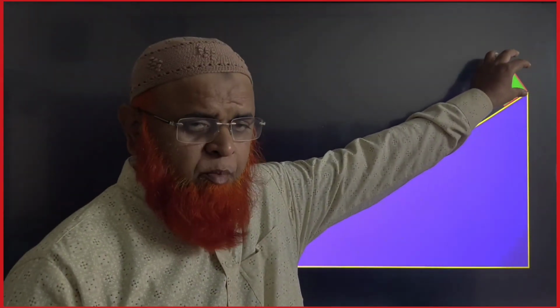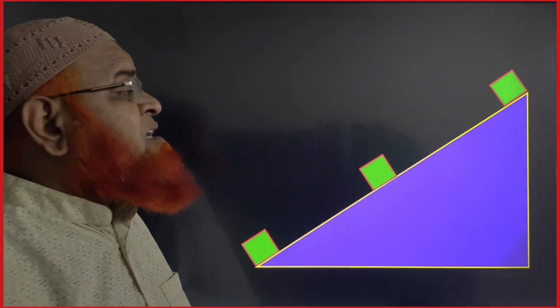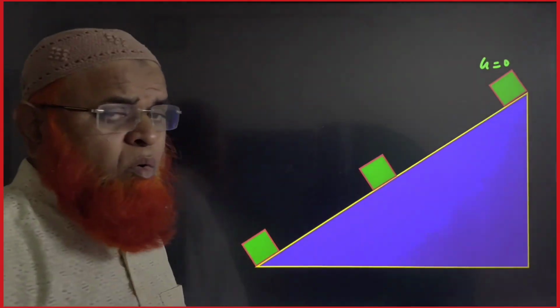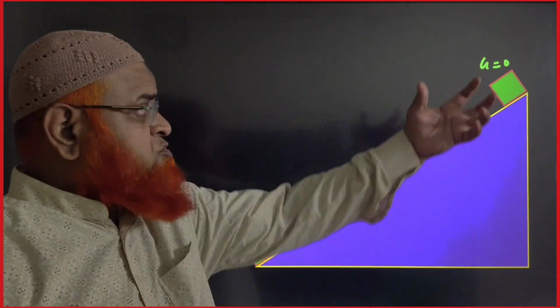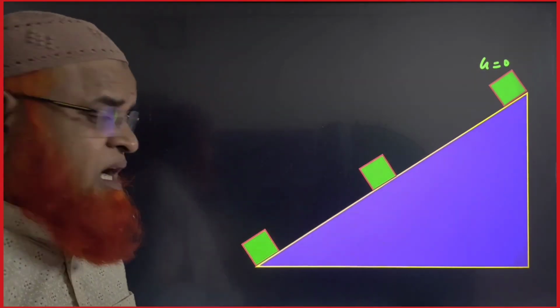When a block is dropped here, it slides down and reaches this point. Whenever it is dropped from here, its initial velocity is going to be 0. It comes down. What is the work done by the gravitational force to pull the body from the topmost point to the bottom point? Let us see the work done by the gravitational force.